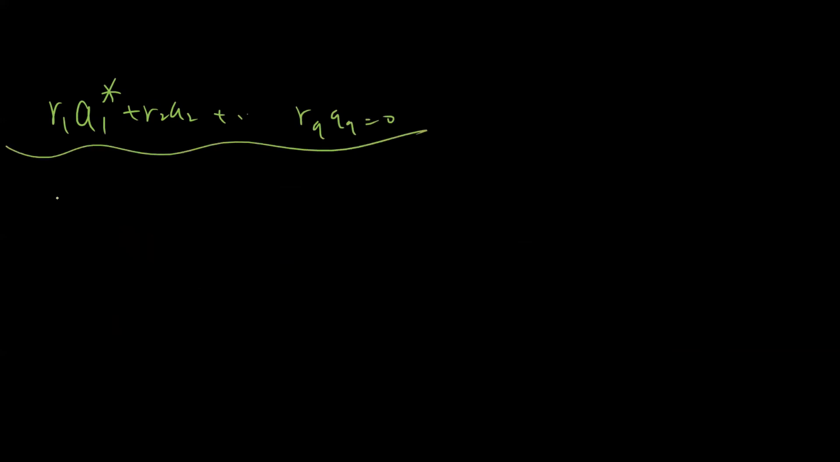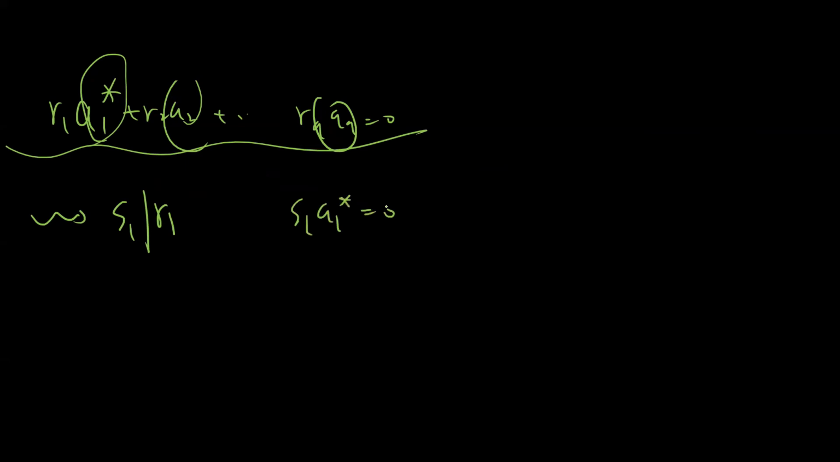Now we can finish the proof. Suppose you get R1 A1 star plus R2 A2 up to RQ AQ equal to 0, so this is supposed to give such a relation. If you use A1 star, A2, up to AQ as your generating set for M, then by the previous lemma, S1 divides R1. But the problem is that S1 A1 star is 0, so this immediately implies that R1 A1 star is 0.